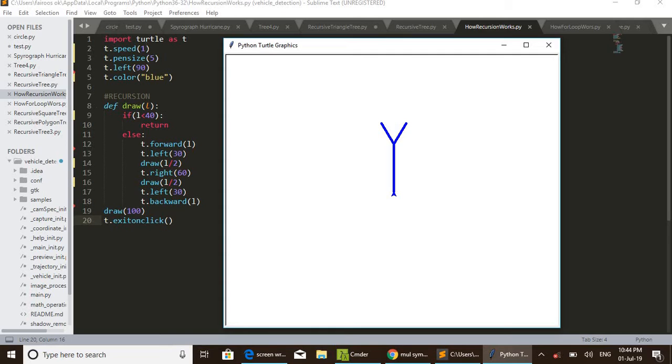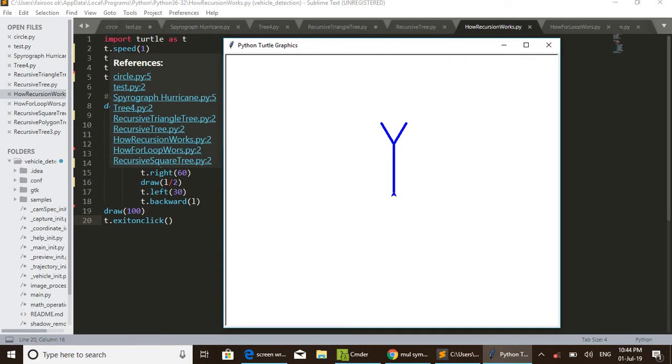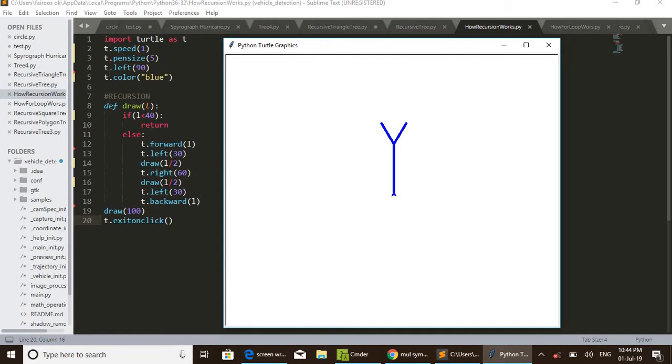First line, import turtle as t. We are importing turtle as t. By importing like that, in the coming lines we are using t instead of turtle. These are basic things, and from 7th line onwards it comes recursion.